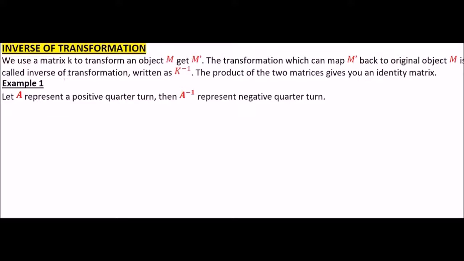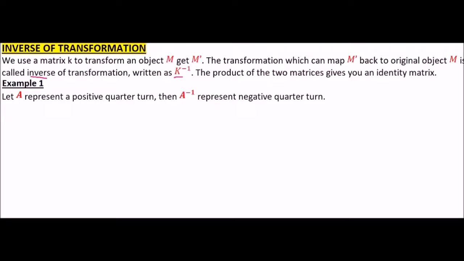We use a matrix K to transform an object M to M prime. The transformation which maps M prime back to the original object is called inverse transformation, written as K to power minus 1, which is the inverse of K. The product of the two matrices gives you an identity matrix.